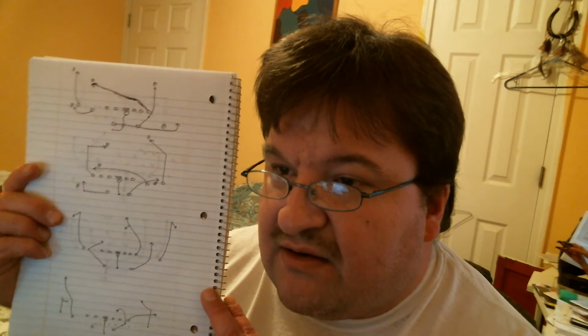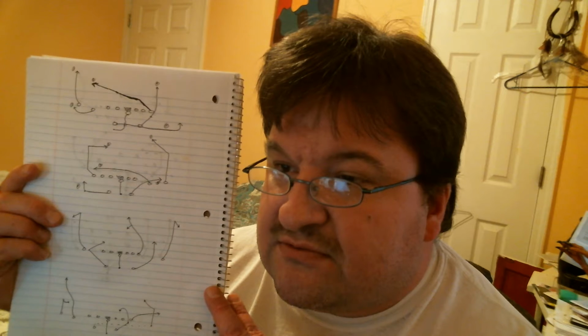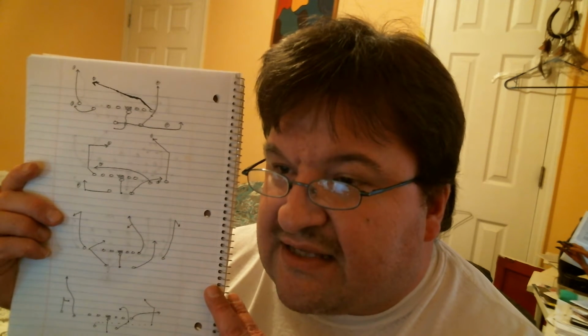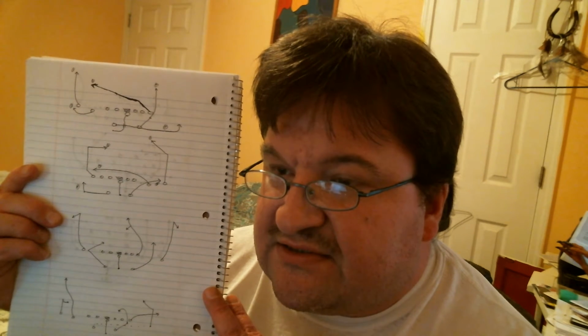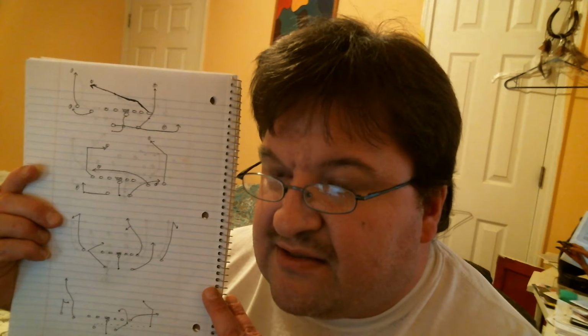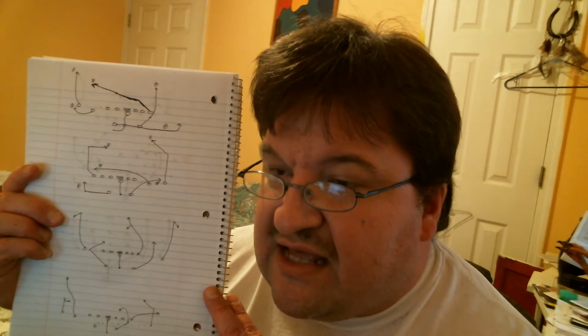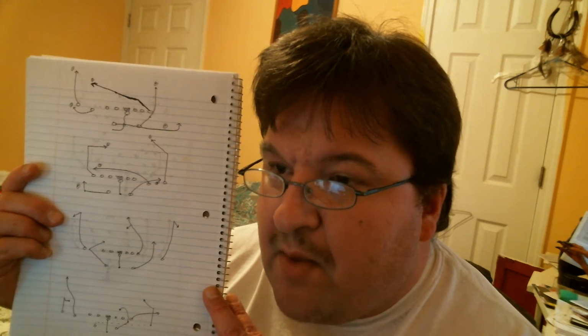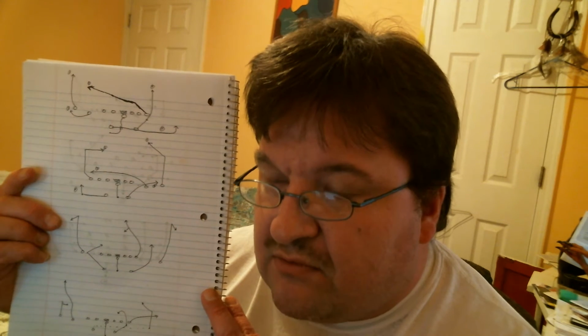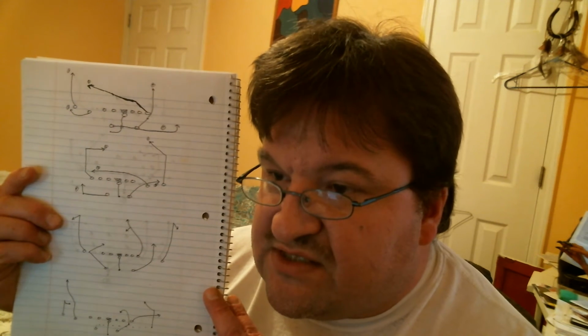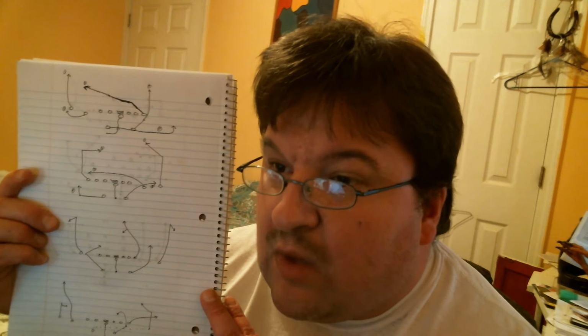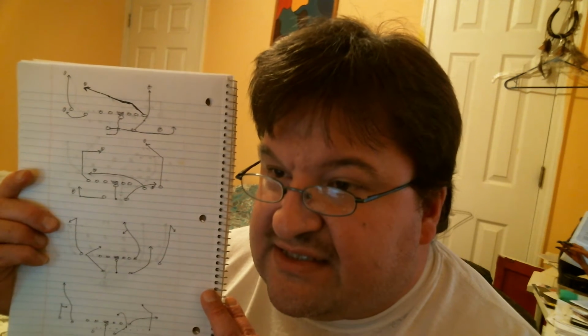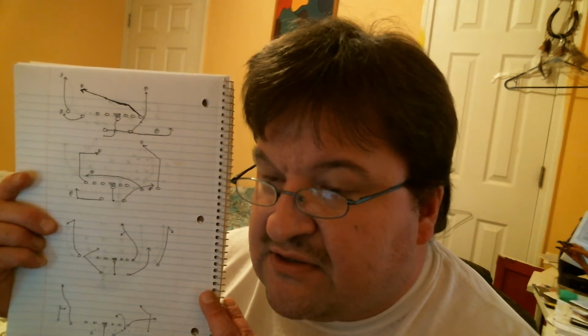Second pattern is a shallow cross by X, who is going to be in the slot. This is split twins right. What we have is a high-low read. You're reading post, dig, shallow. Z is going to run the post. Y on the backside is going to run a dig at 10 to 15 yards.